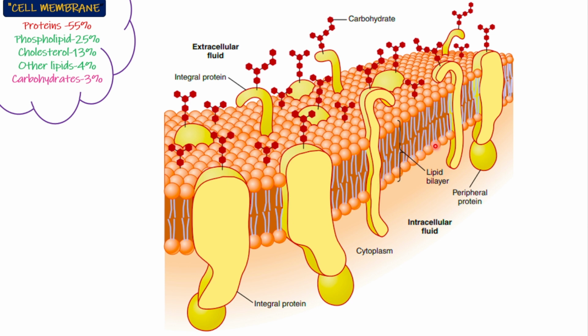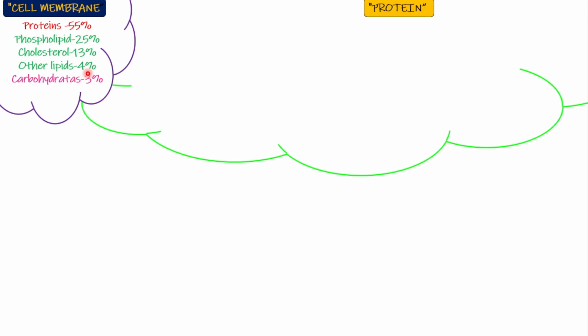These are basically phospholipids. Okay, so proteins are 55%, carbohydrates are 3%, lipids, there are three types of lipids in the cell membrane. One is phospholipid, other one is cholesterol, and then there are a few other lipids. So phospholipids, which make the bilayer, are 25%, and cholesterol is 13%, and other lipids consist of 4%. Okay. So let's move on towards the proteins.